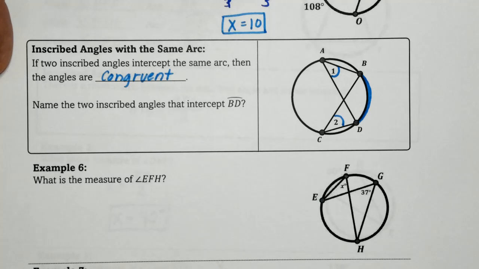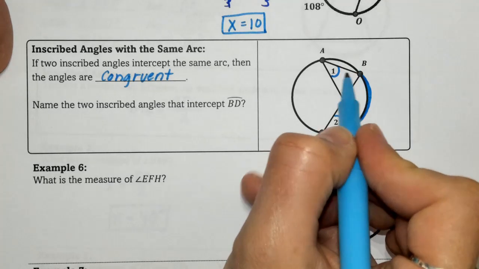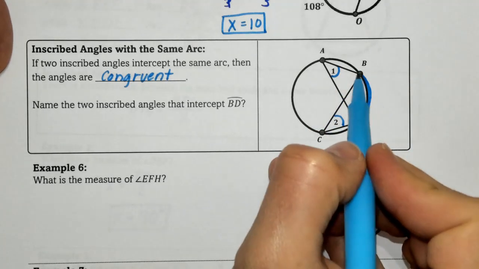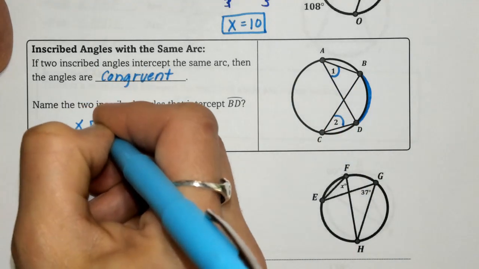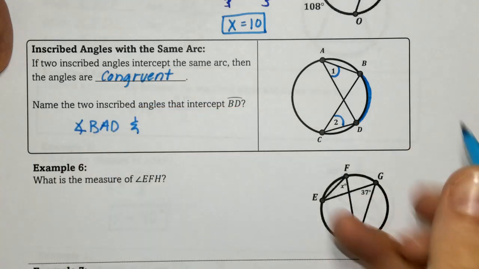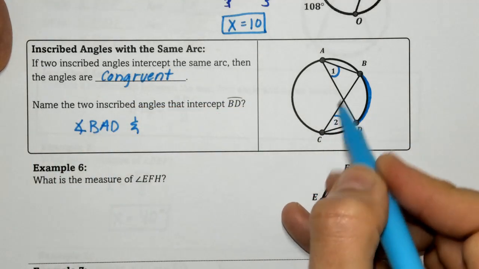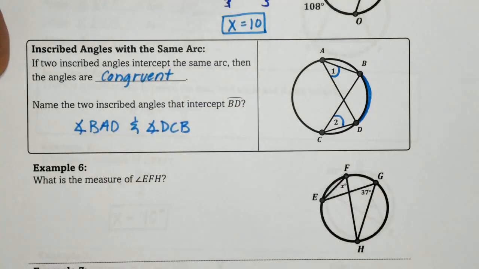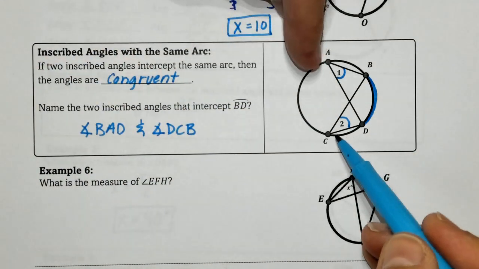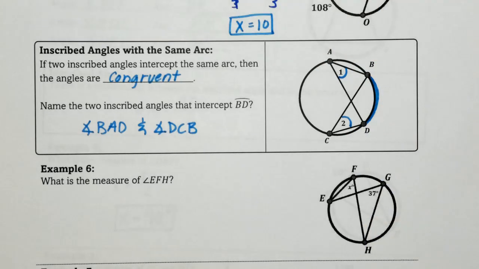So we're going to name these two inscribed angles that intercept arc BD. So we're naming the two inscribed angles, which would be angle 1 and angle 2, or we could call it angle BAD and angle DCB. All right, so we need to see where these are, and they open up to this exact same arc BD.